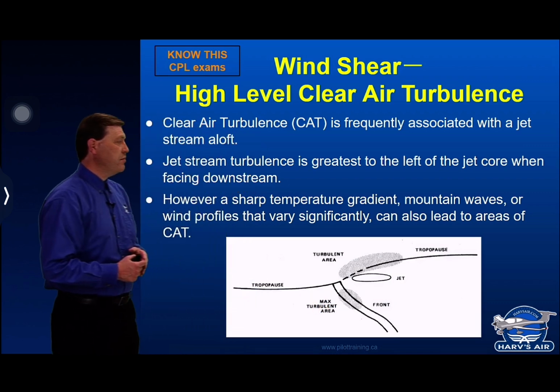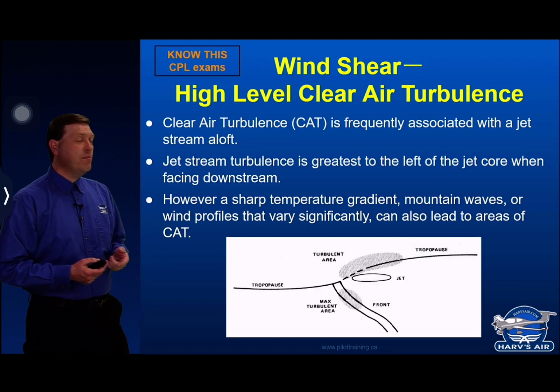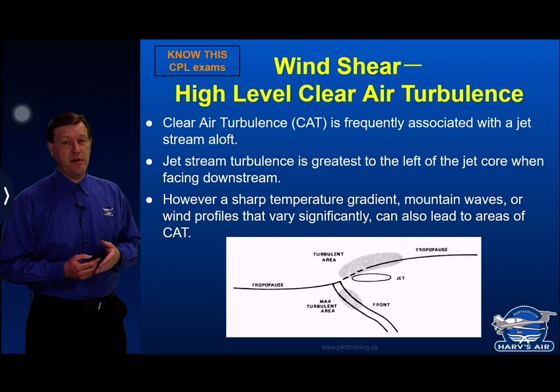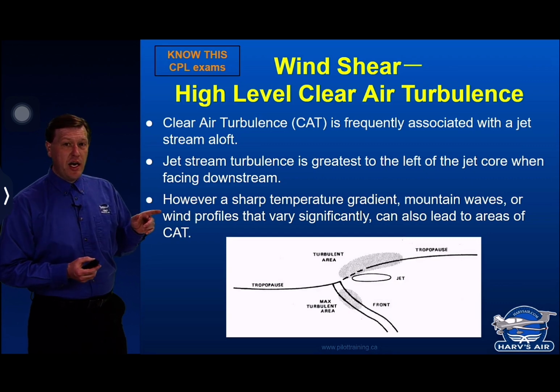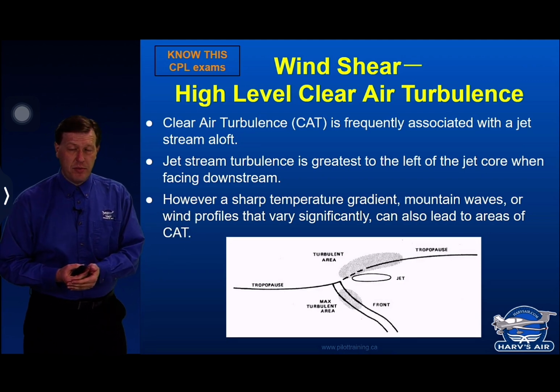So you can see very clearly the areas of turbulence off to the left and off to the left. A sharp temperature gradient, mountain waves, or wind profiles that vary significantly can also cause clear air turbulence. Those mountain waves, if I'm an airliner flying through them very fast, that would be classified as a type of clear air turbulence.